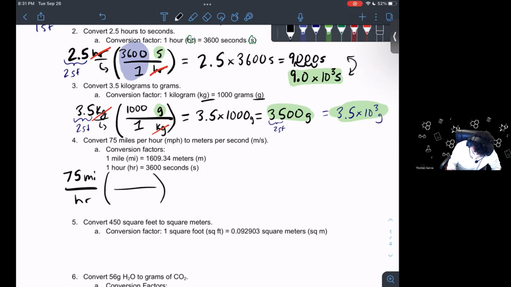We're going to focus on one unit at a time. Right now, we're going to focus on miles. We're going to drop miles to the bottom so we can cancel it out. We see that 1 mile.